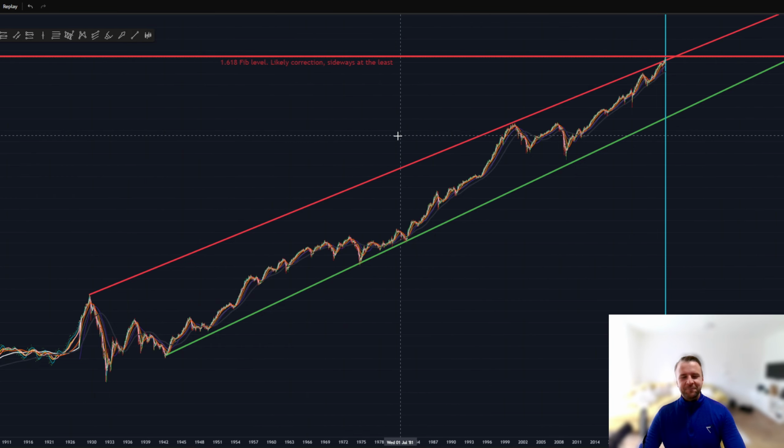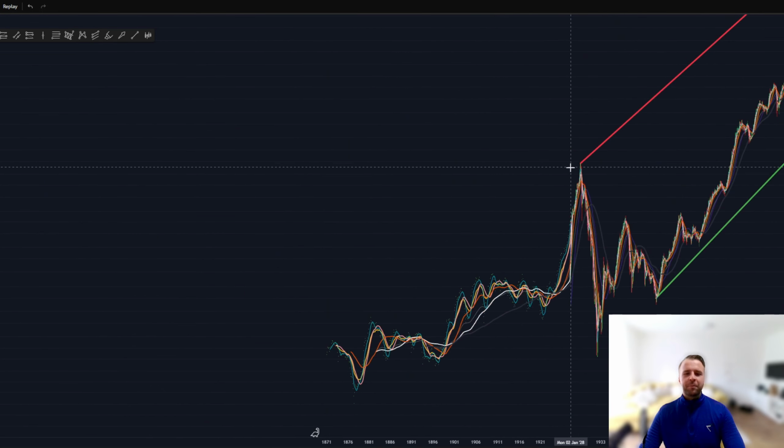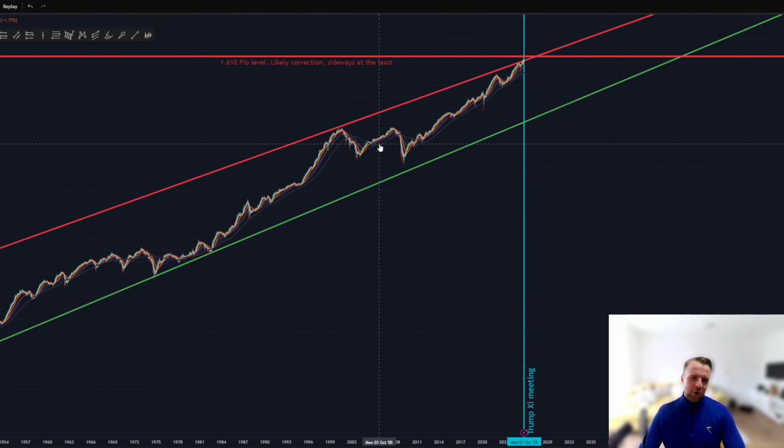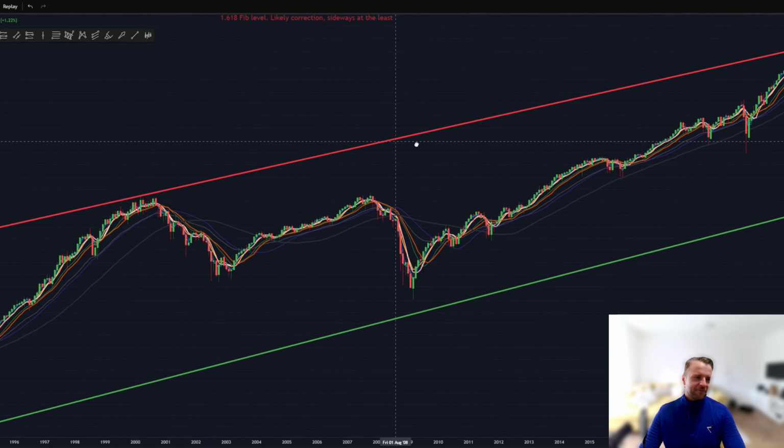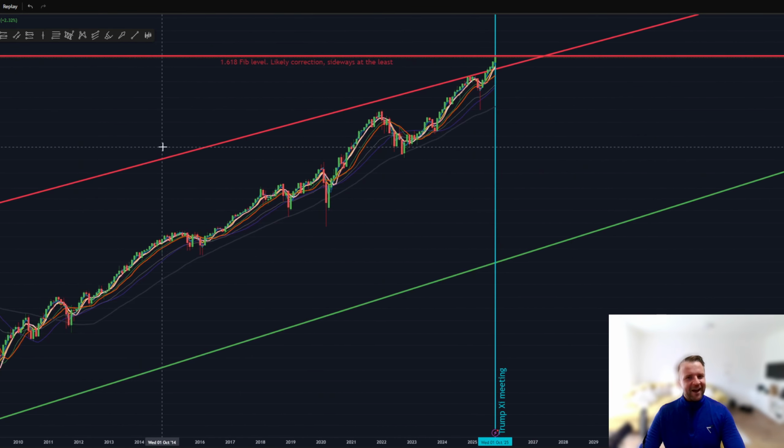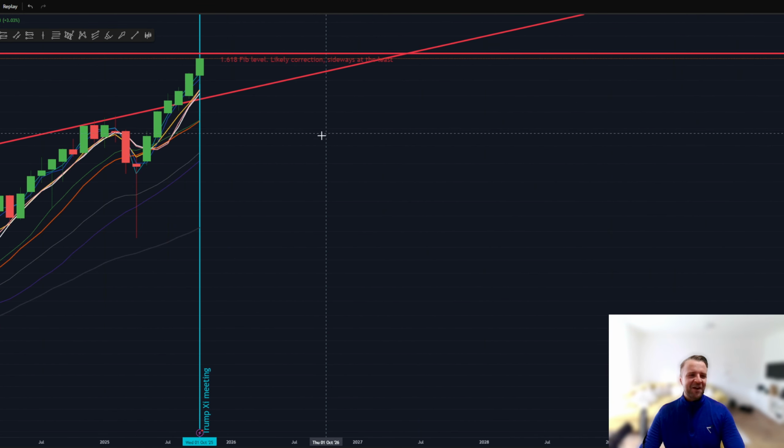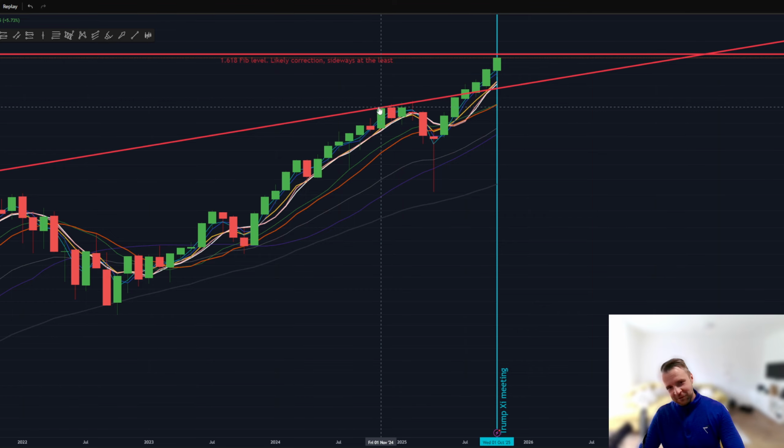Point number one is that when you look at the S&P 500 on the monthly log scale, when you connect the top of 1929, just before the Great Depression, with the dot-com bubble top, you get this fat red line, and just look what happened in Q1 2025, Q4 2024.